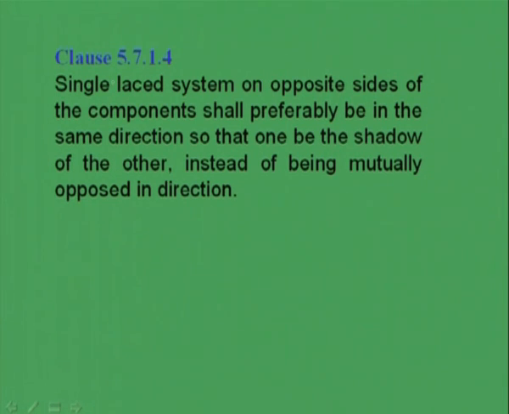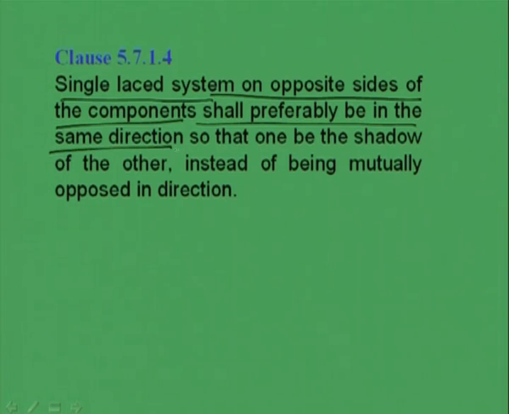Now, in clause 5.7.1.4, let us see what is guided here: single laced systems on opposite sides of the components shall preferably be in the same direction, so that one is the shadow of the other instead of being mutually opposed in direction. So, this is also another important part.